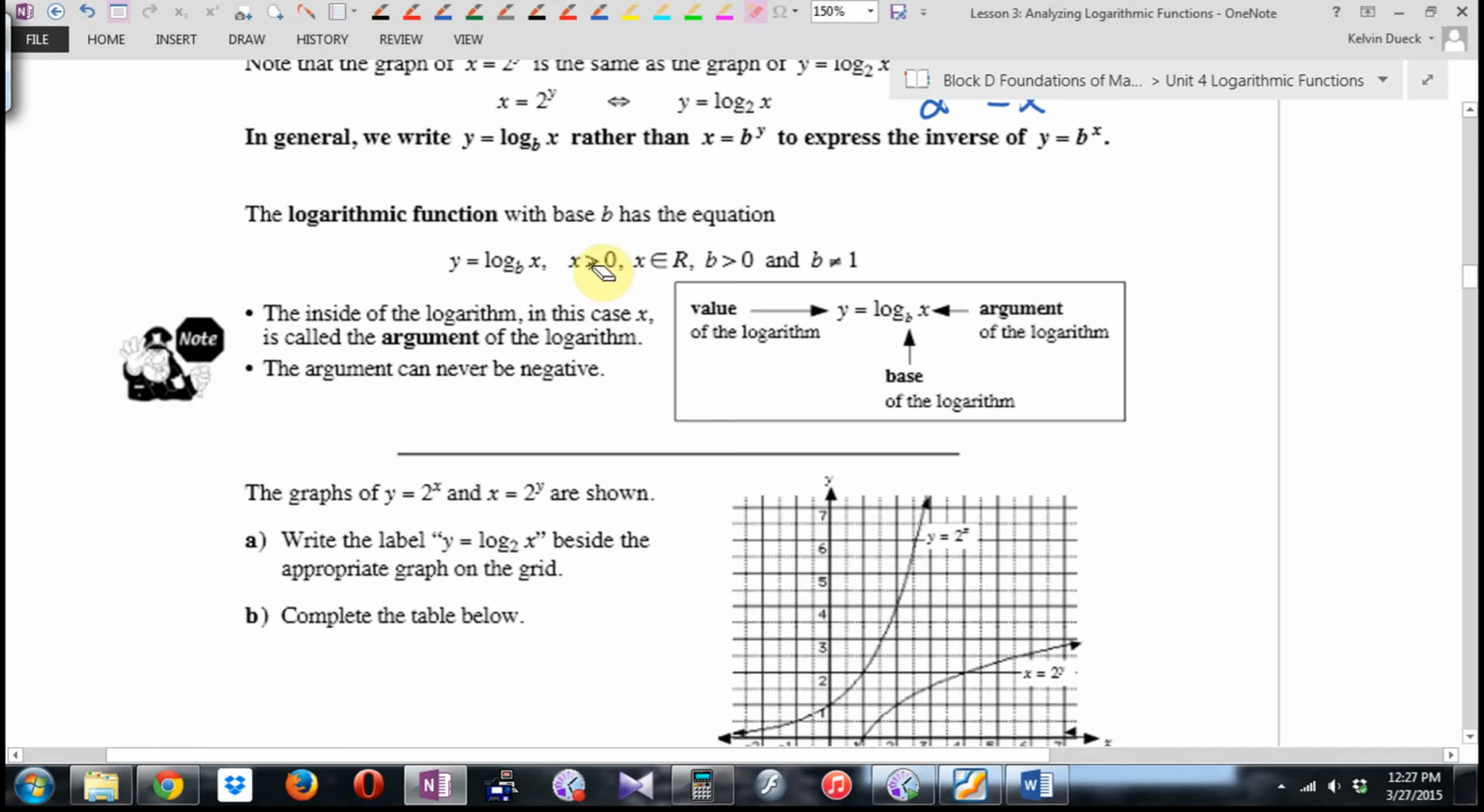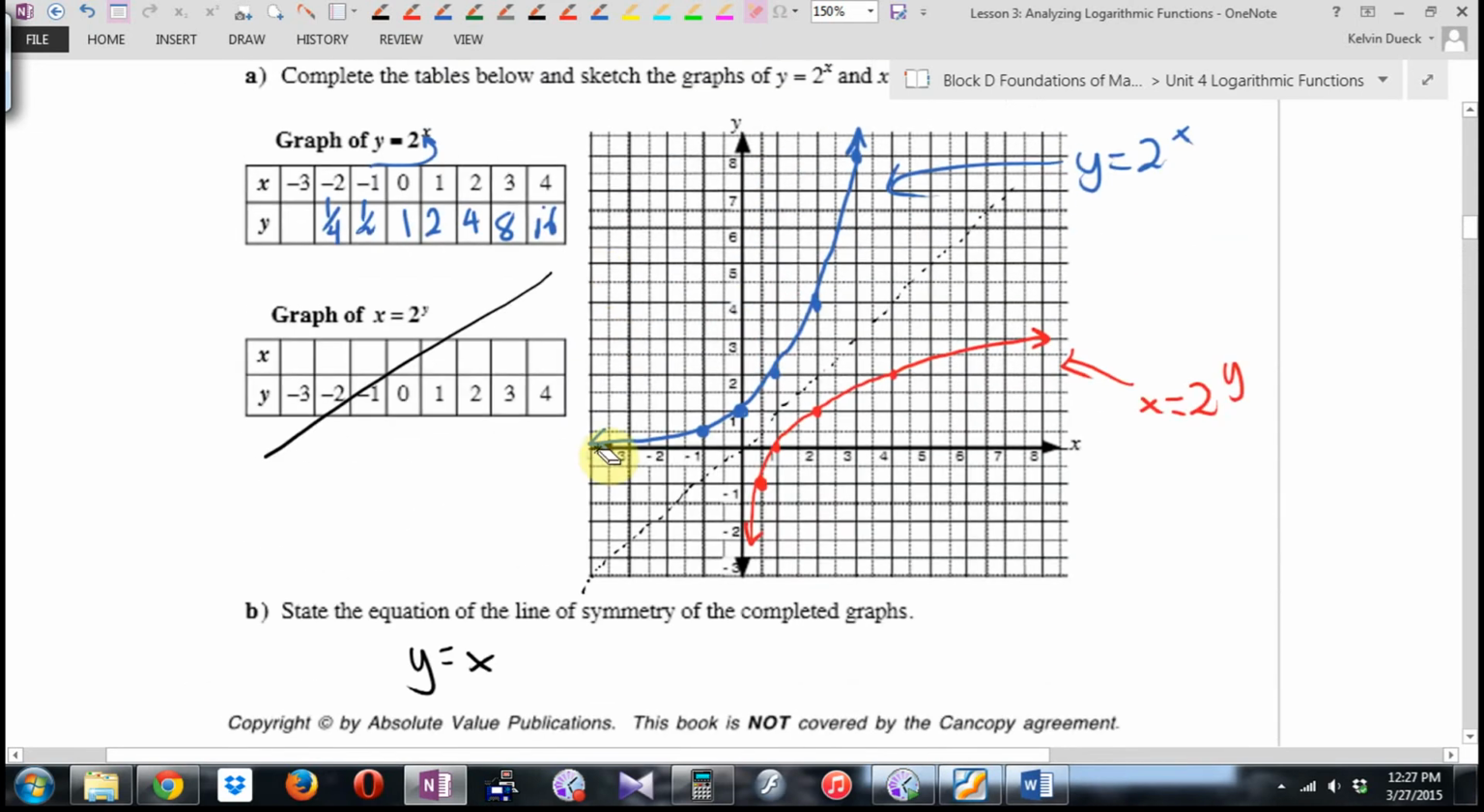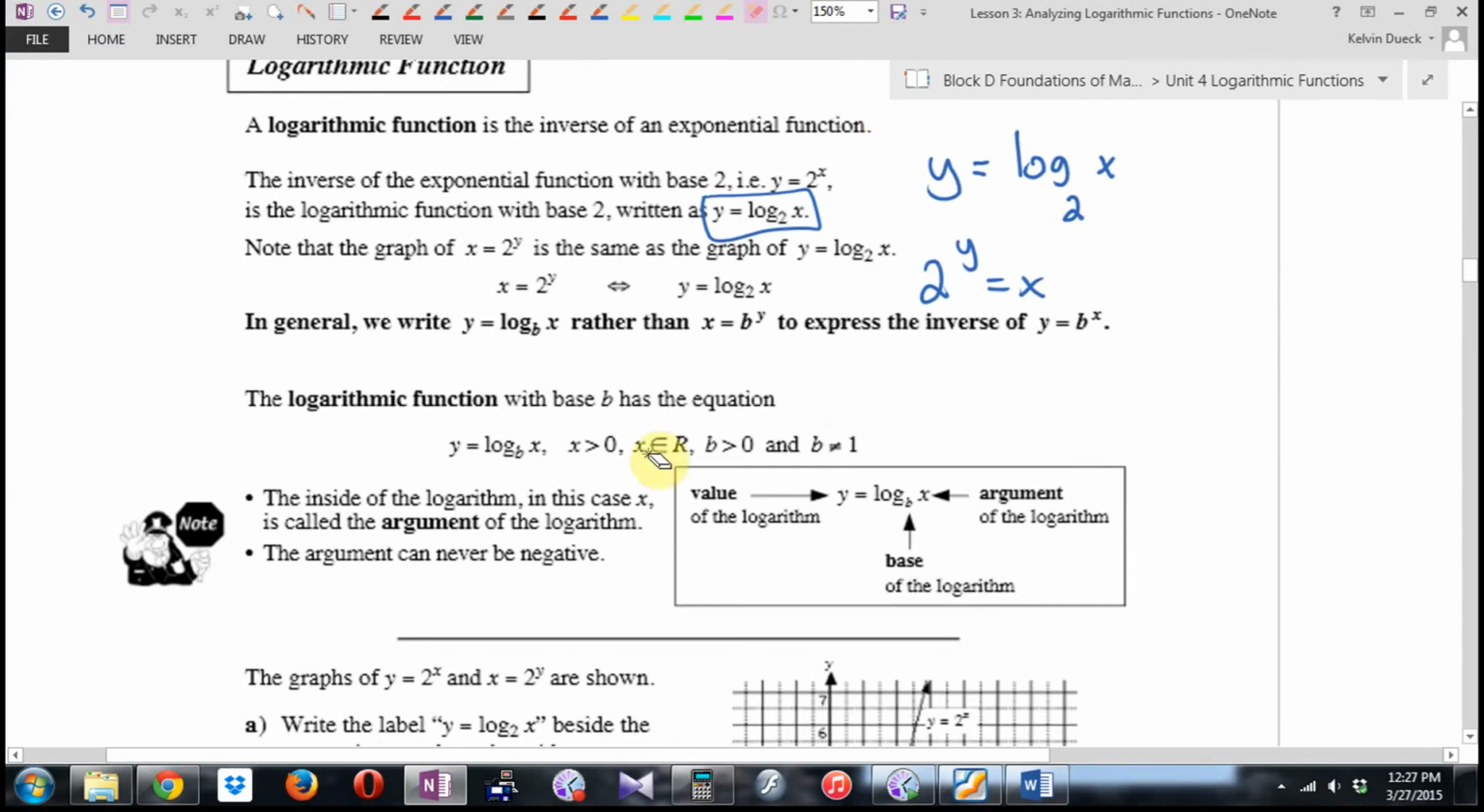Stay on this page. Remember, the exponential had all y's greater than 0? And we said for the inverse, the domain and range will switch. So that shouldn't surprise you that the domain is all x is greater than 0. Also, it says the domain, sorry, you can ignore that. That sounds like it's saying x is all reals. It's not. It's using set notation. Don't freak out.